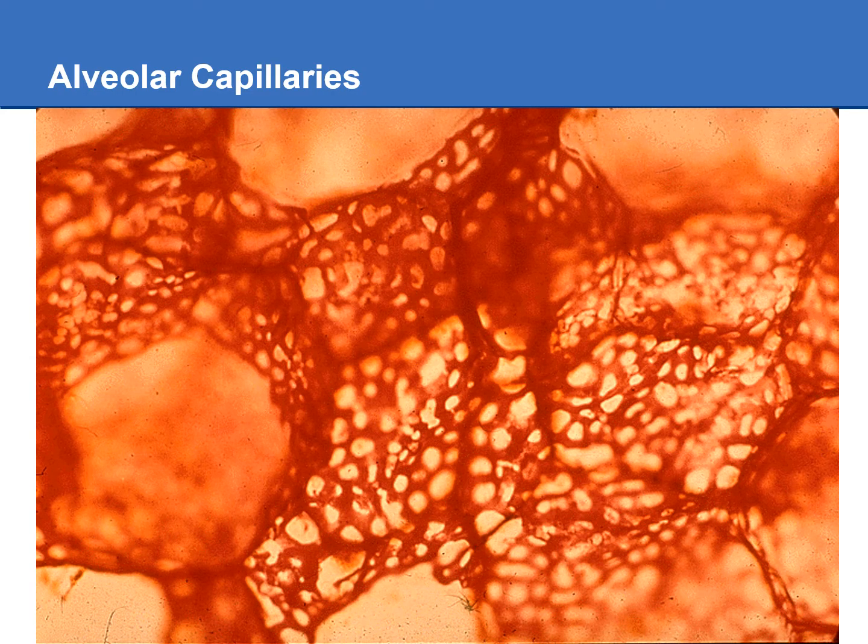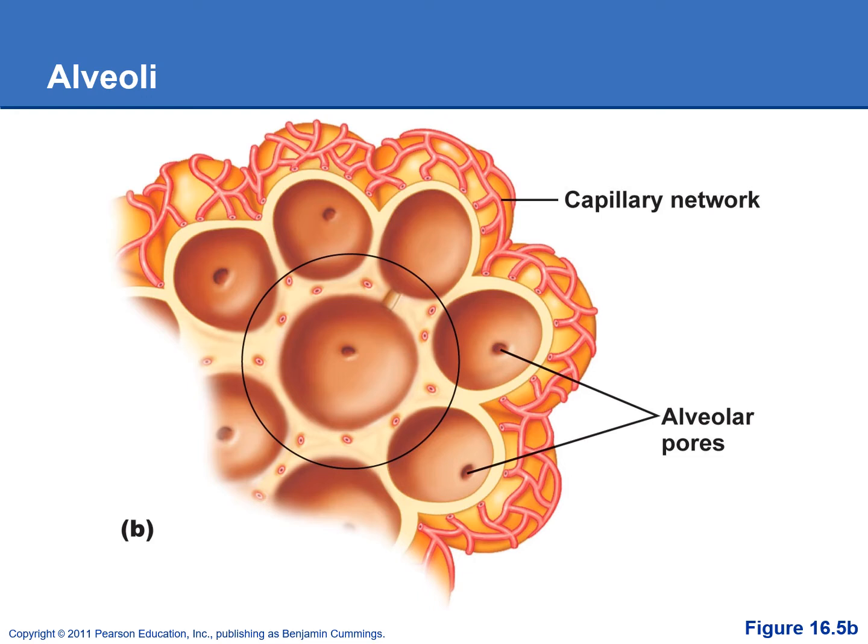And this is a microscope view just showing you these capillary beds surrounding the alveoli. There are alveolar pores inside the alveoli as well, and that allows the air to have kind of a back door. So there's different ways that the air can flow in and out of the alveoli, and that just helps equilibrate the air pressure inside the lungs.